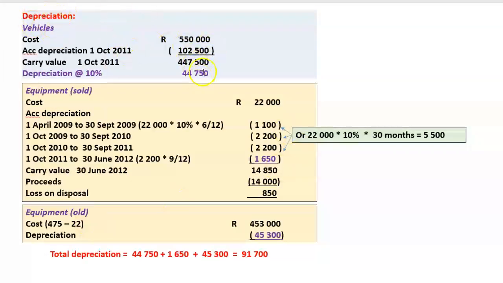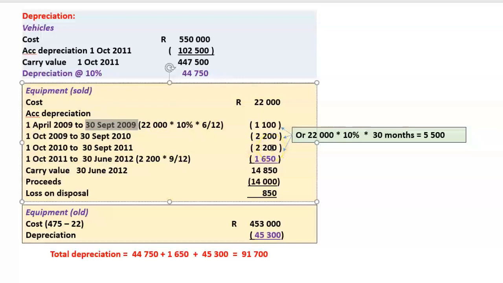There was our depreciation on our vehicles. Now let's work out the depreciation and the profit or loss on the item sold. The cost price of this item was 22,000. I purchased it on the 1st of April. Now from the 1st of April to the 30th of September, that was the first financial year, the depreciation would have been for 6 months, so it's 1,100. Then the full 2010 financial year, 2,200, and the full 2011 year, 2,200.